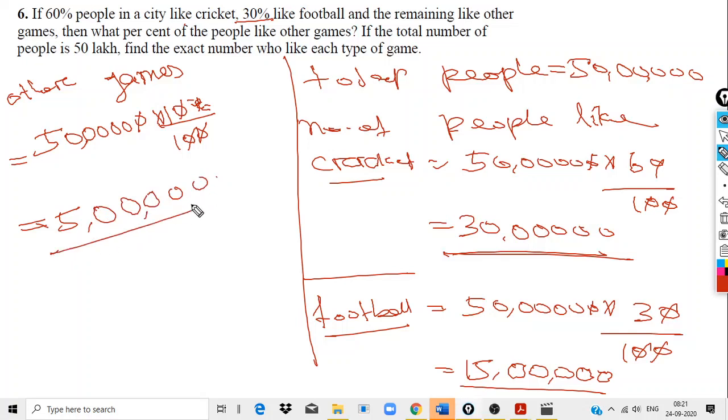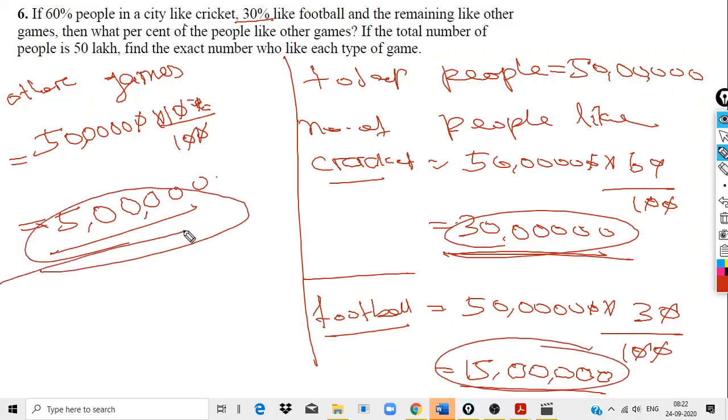So you have cricket 30 lakh people, football 15 lakh people, and other games 5 lakh people liked by the people. Okay, so this is the end of question number 6 and also the end of exercise 8.1. So thank you.